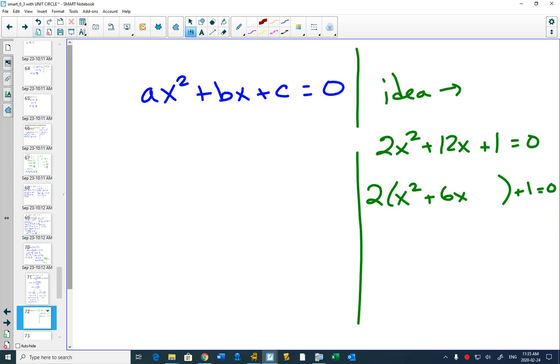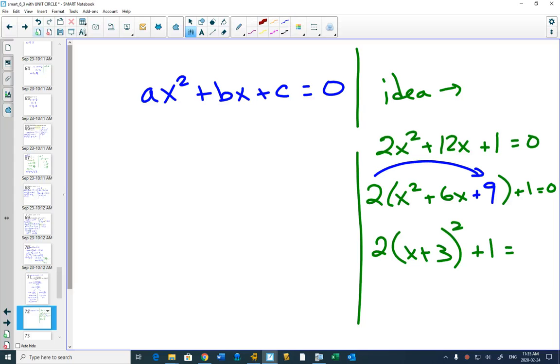And then say, if I wanted this to be something perfectly squared, I would need a plus 9 there. That would make this x plus 3 squared. But if this is going to be a 9 there, I've actually added 18 to this side of the equation. So I would need to add 18 to the other side of the equation to keep it balanced.